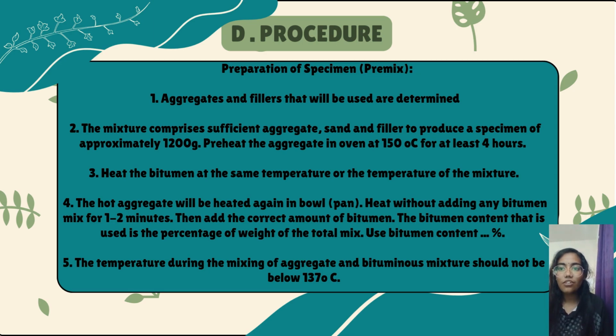Number 4, the hot aggregate will be heated again in a bowl. Heat without adding any bitumen, mix for 1 to 2 minutes. Then add the correct amount of bitumen. The bitumen content used is the percentage of weight of the total mix. Number 5, the temperature during the mixing of aggregate and bitumen should not be below 137 Celsius.